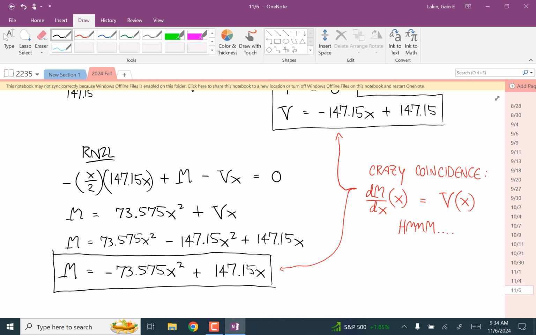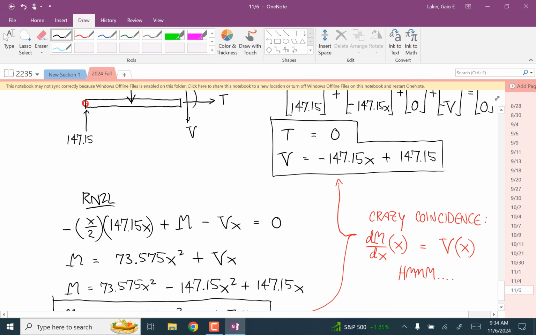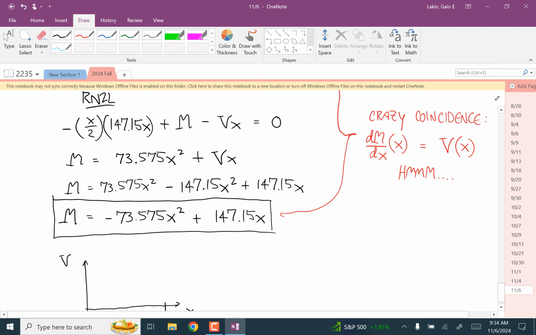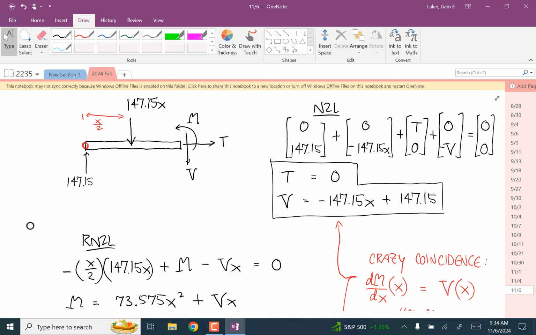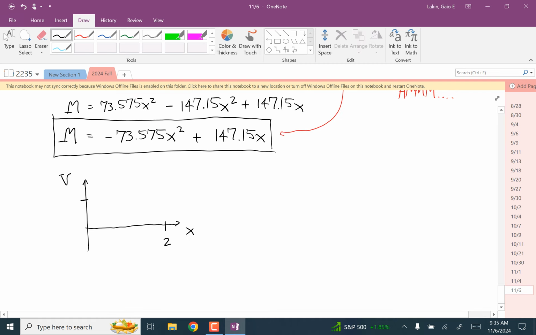Okay, so if you want to visualize what's going on with these, obviously T, we don't have to visualize that. There's no internal tension or compression. But let's graph out V versus x. And there are no cutoff points, so I'm just going to graph this function over the whole thing. Let's see. So it starts at 147.15. It ends at negative 147.15. It's a linear function.